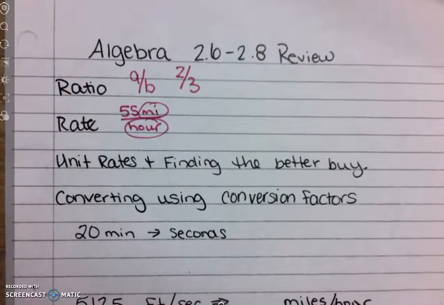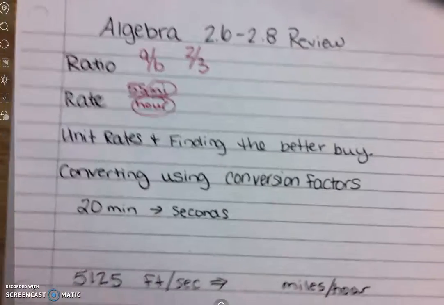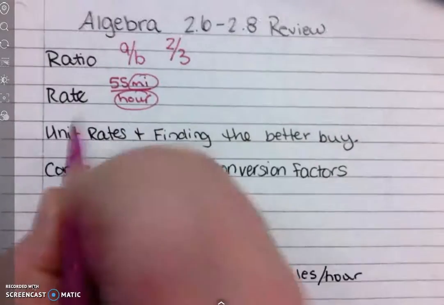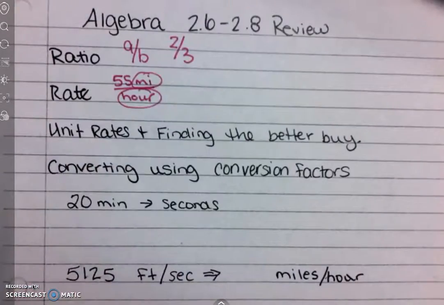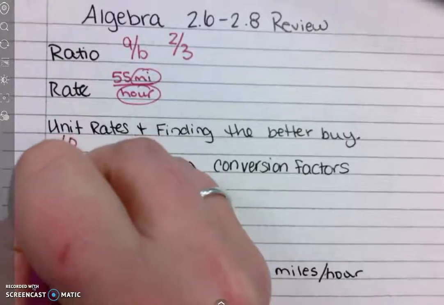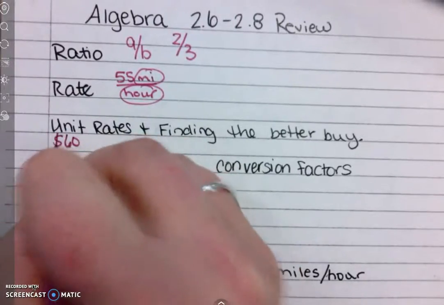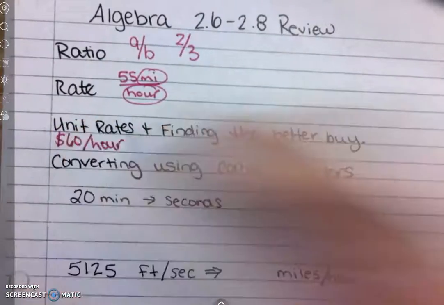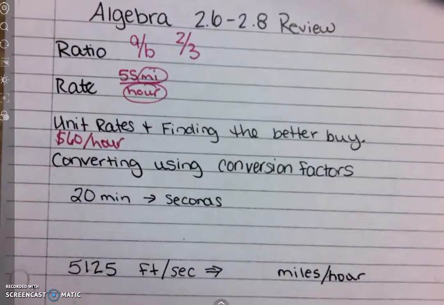And then a unit rate would be what? When you have a rate that has a denominator of 1. So like unit rate, so if I would, say, $60 per hour, 1 hour, that would be a unit rate.